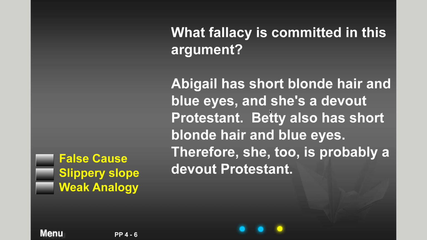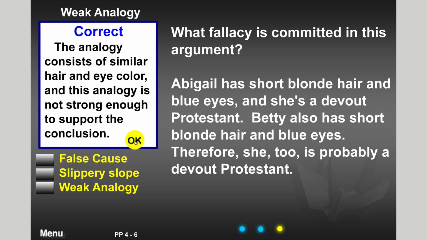Right? Why is it weak? There are plenty of people with short blonde hair and blue eyes who happen to be Catholics or happen to be from other Christian denominations or even Jewish and so on. It is a weak analogy. Right? The analogy consists of similar hair and eye color, but it's not strong enough to support the conclusion.